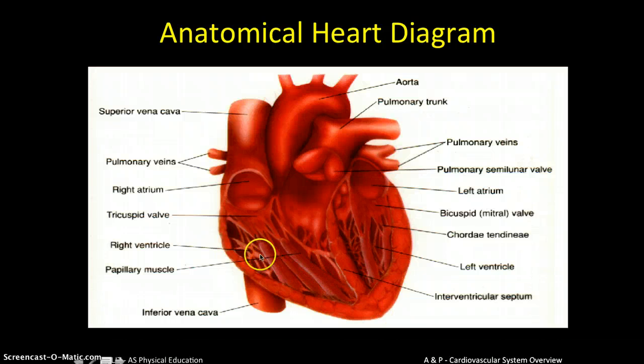You can also see these papillary muscles and these chordae tendineae. So here again, the chordae tendineae and the papillary muscles. Now these attach to the flaps or the folds of the valves, and they basically allow the blood to come through and then snap the valve shut to stop backflow. So these chordae tendineae and the papillary muscles are all to do with the valves.